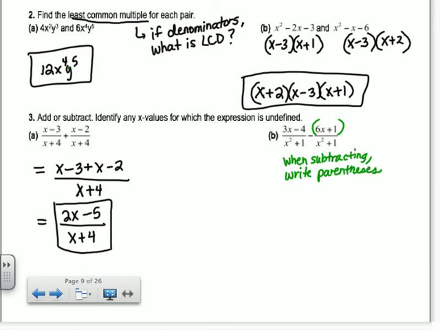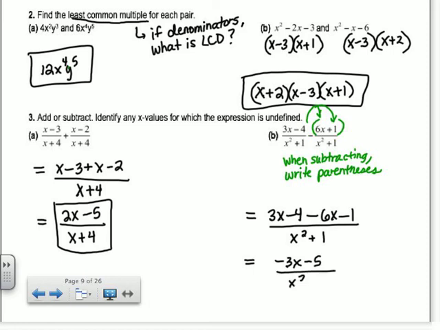Because that's telling you that this negative is going to both places. You're subtracting out the entire numerator. Okay, so when I do that, I'm going to have 3x minus 4 minus 6x minus 1, and that's all over the common denominator, x squared plus 1. So I get 3x minus 6x is negative 3x. Negative 4 minus 1 is negative 5. Okay, that's your answer. So negative 3x minus 5 all over x squared plus 1.